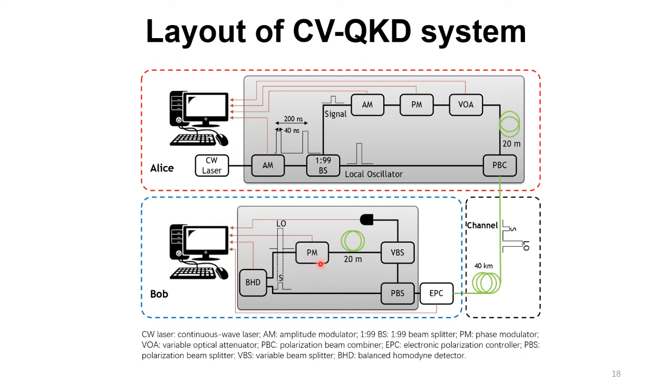A fast modulator randomly measures the signal quadrature. Then, the signal pulses and the local oscillator pulses interfere on the homodyne detector.